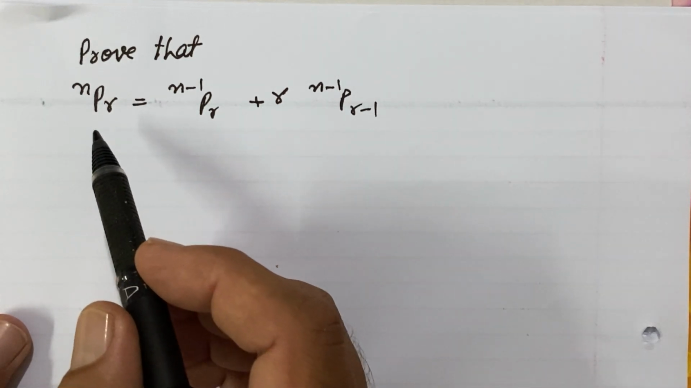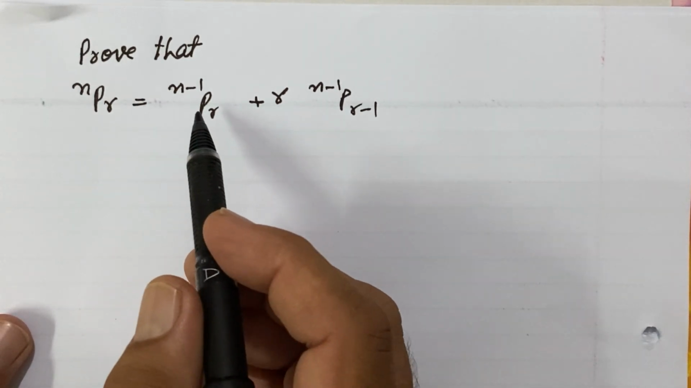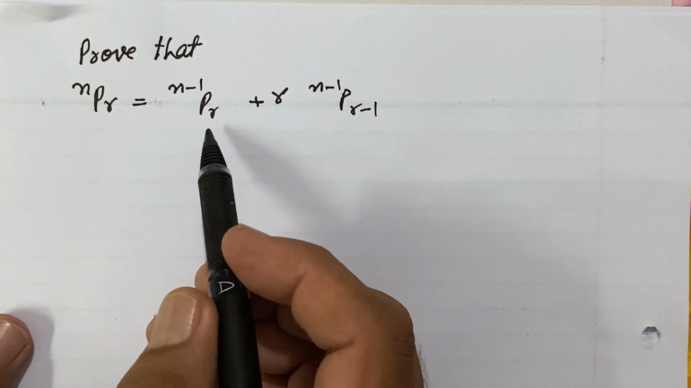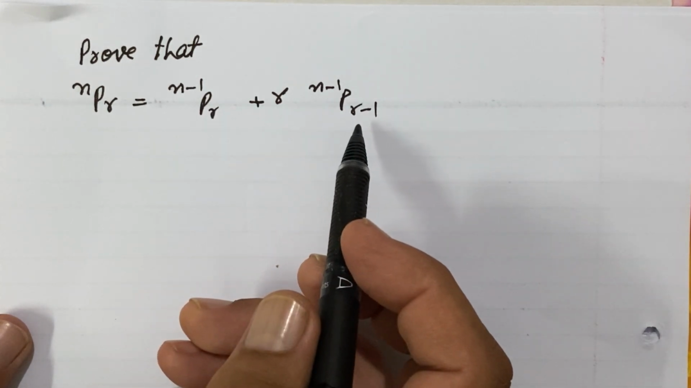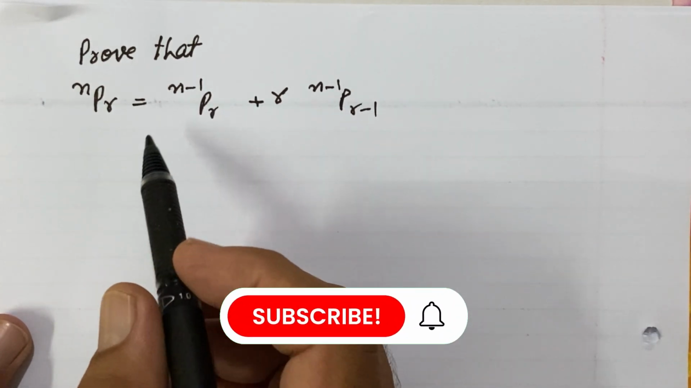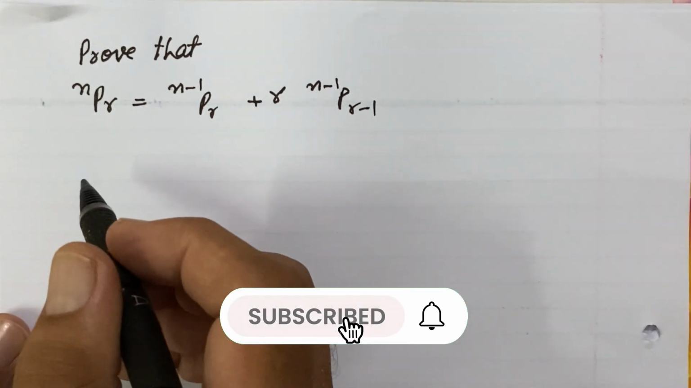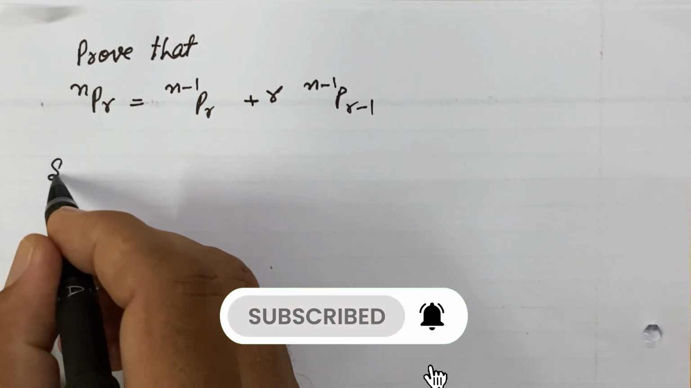The question is nPr is equal to (n minus 1)Pr plus r times (n minus 1)P(r minus 1). This is a question of probability. Now, solution.